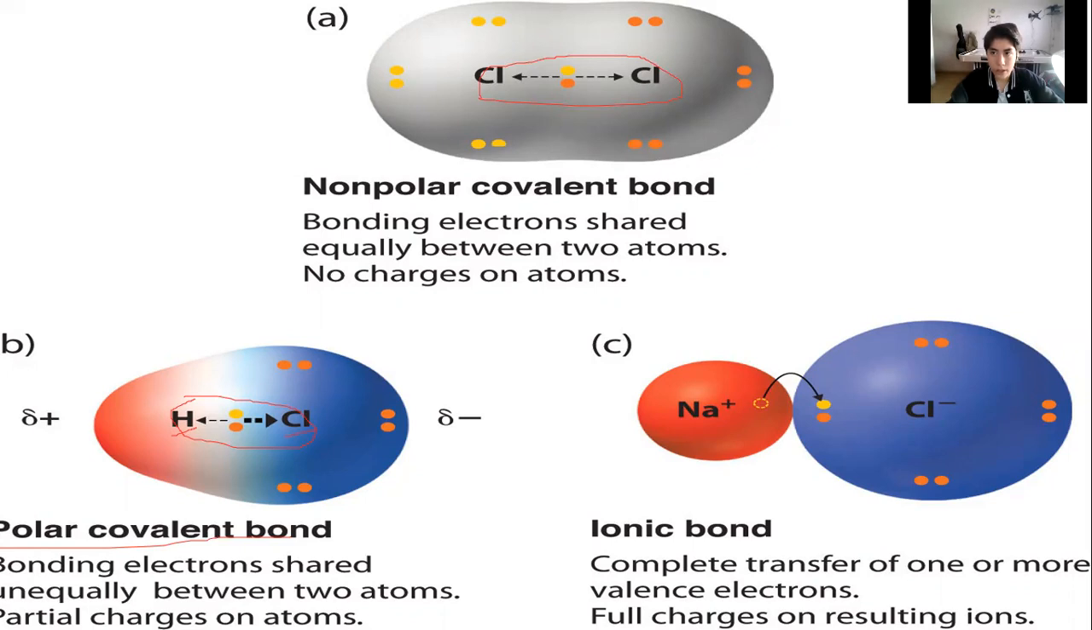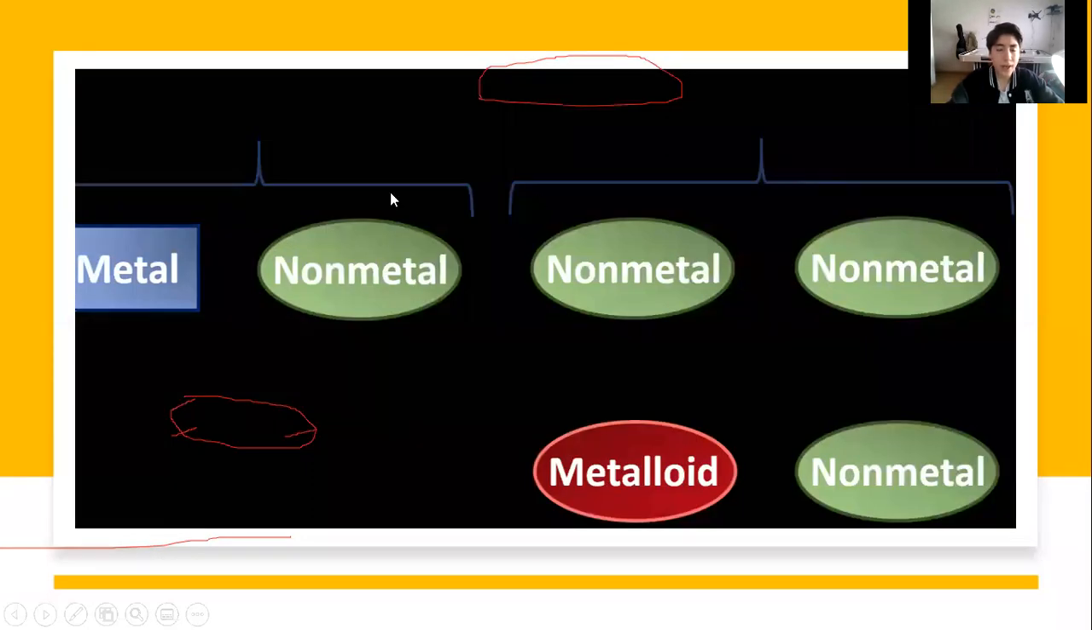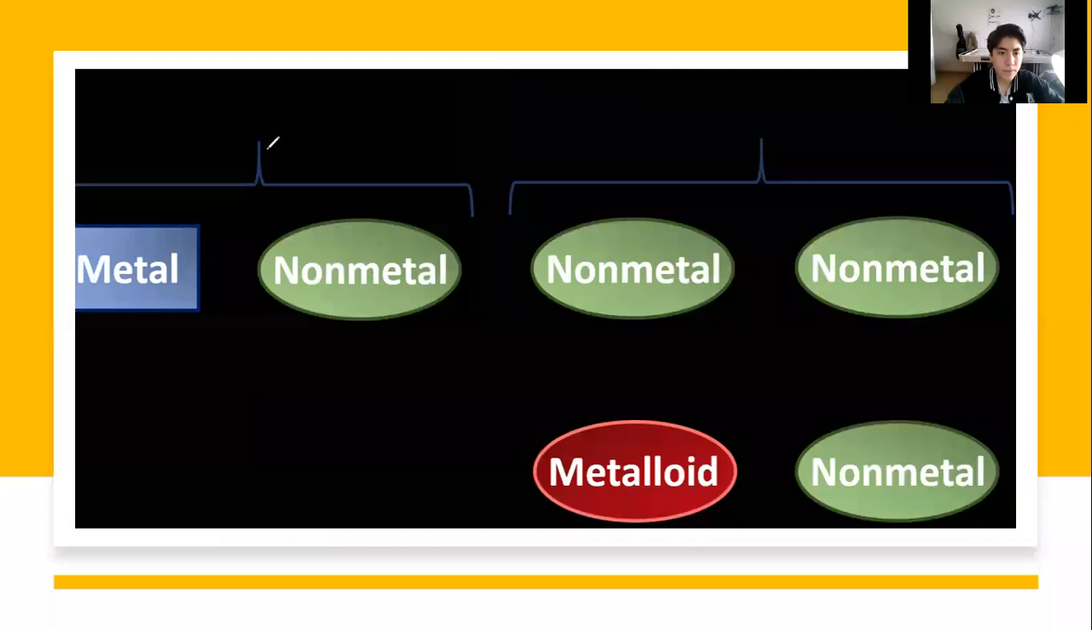Also, we can see here how the different types of bonds are divided. Here we can see there exist metal and non-metal elements, non-metal and non-metal, metalloid and non-metal. Basically, this is the covalent bond, and this is the ionic bond. And these are the two types of bonds most commonly used when we make bonding. And that's basically everything.